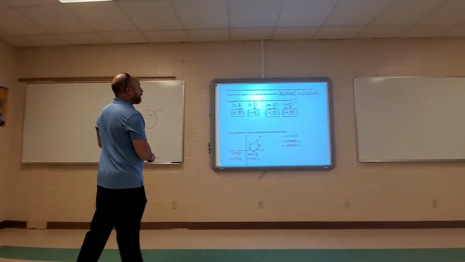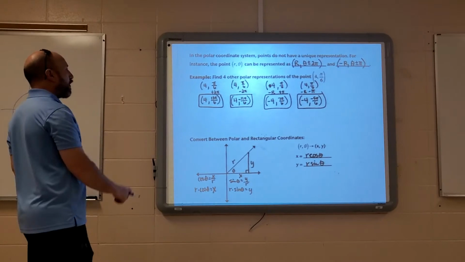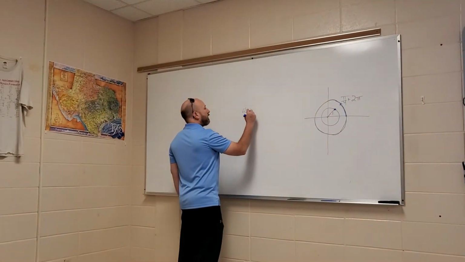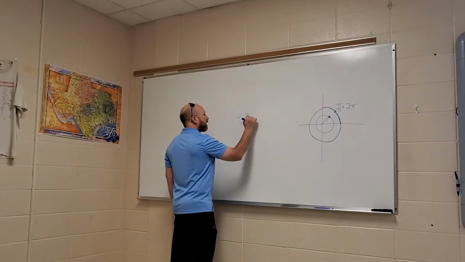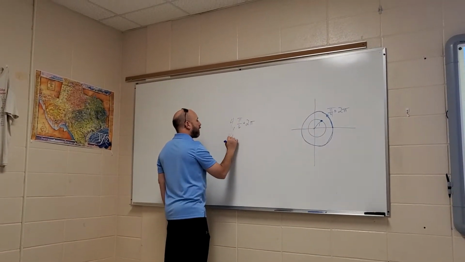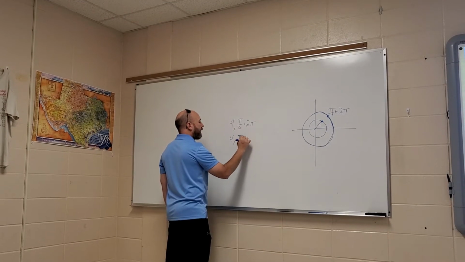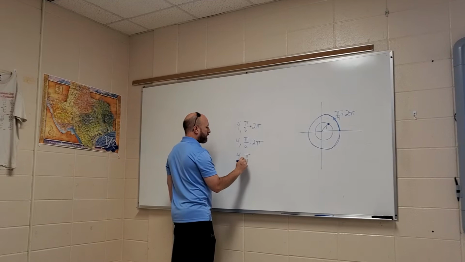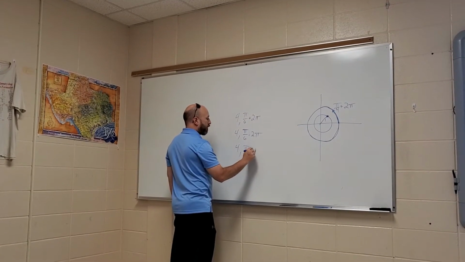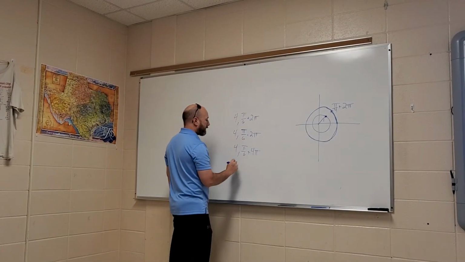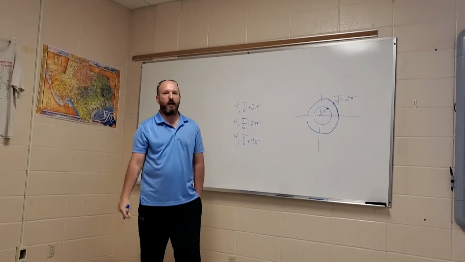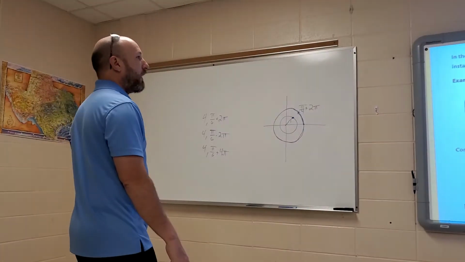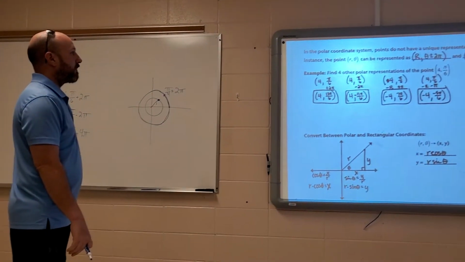Find 4 other polar representations of the point (4, pi over 6). Well, (4, pi over 6 plus 2 pi). (4, pi over 6 minus 2 pi). (4, pi over 6 plus 4 pi). I mean, there are infinite possibilities. You can just keep changing this number and add 2 more pi to it, and you just keep getting more. Okay? Does that make sense?